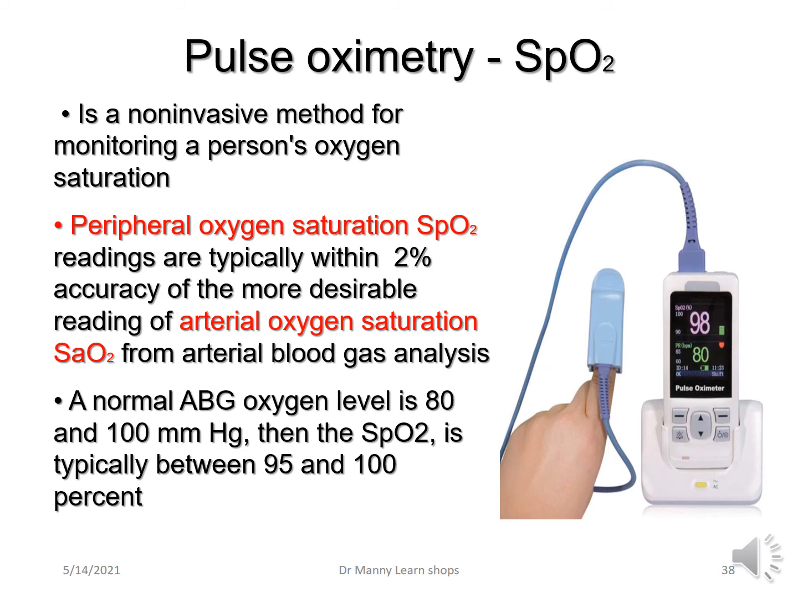Peripheral oxygen saturation, SpO2, the readings are typically within 2% of accuracy of the more desirable reading of an arterial saturation, which again isn't really easily accessible because you need to have a blood gas taken in order to perform analysis. So a normal arterial blood gas oxygen level, for example, is 80 to 100 millimeters of mercury at room temperature at sea level, and then the SpO2 is typically related to that, which is about 95 to about 100%.